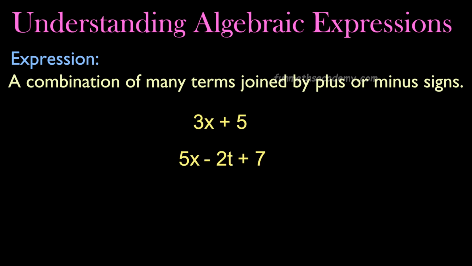Now let's look at the expression 5x minus 2t plus 7. This expression has three terms, 5x, minus 2t and 7. Finally, let's examine the expression a squared minus 2a plus 4x minus 5. This expression has 4 terms: a squared, minus 2a, 4x and minus 5.